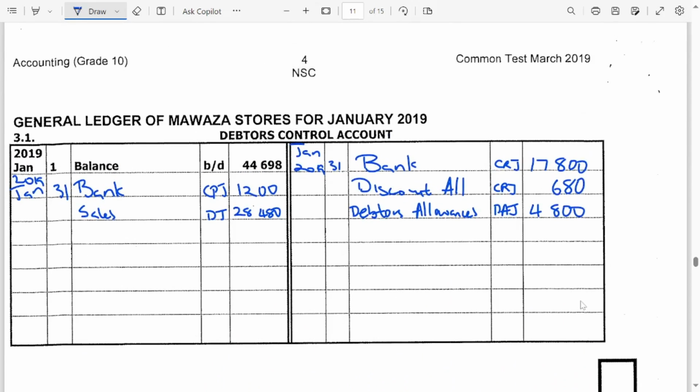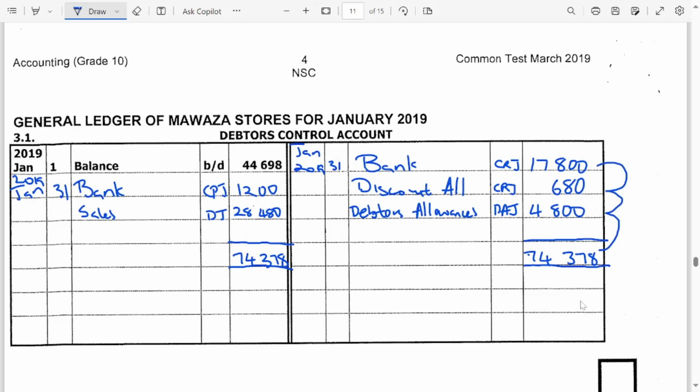Then we go to the debtors control. We check which side is big. You can see that the bigger side here is the debit side. So let's check how much it is. 44,698 plus 1.2 plus 28,480. So that is 74,378. When we are doing the general ledger, we have to equate both sides with the bigger side. So the bigger side is the debit side, so we're going to equate both sides with 74,378.